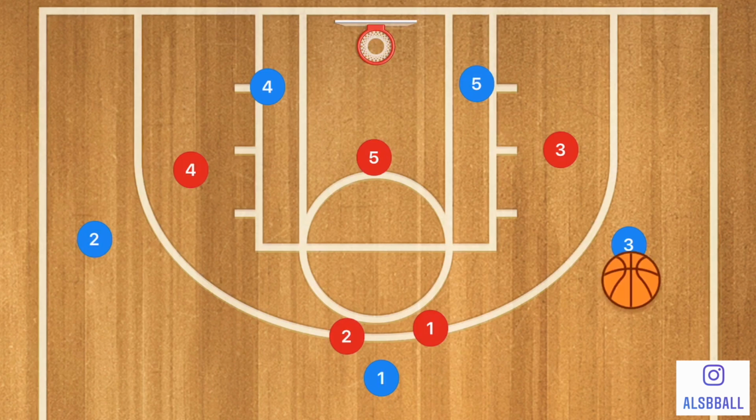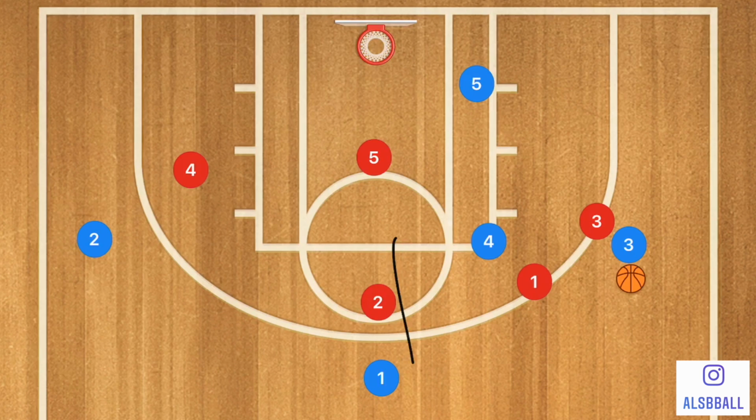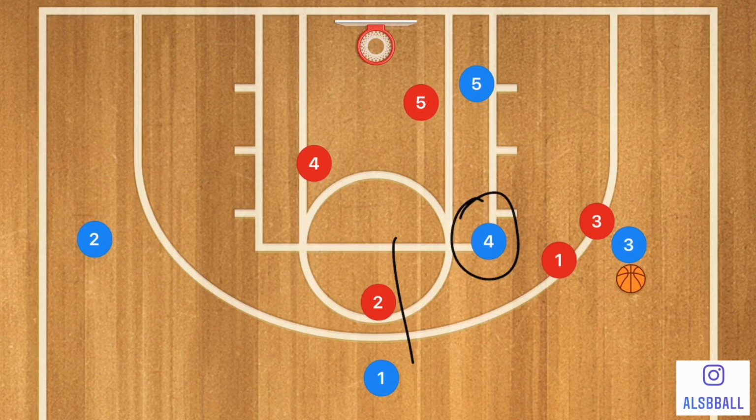So what we're going to have is player 1 passing to player 3, and then player 4 popping up to that high post. Player 1 is going to move over, player 3 is going to move over, player 2 is going to be guarding the center, player 5 is moving down, and player 4 is going to then be popping over. So now, we may have player 4 who's open in the high post. If that's the case, feed him the ball.